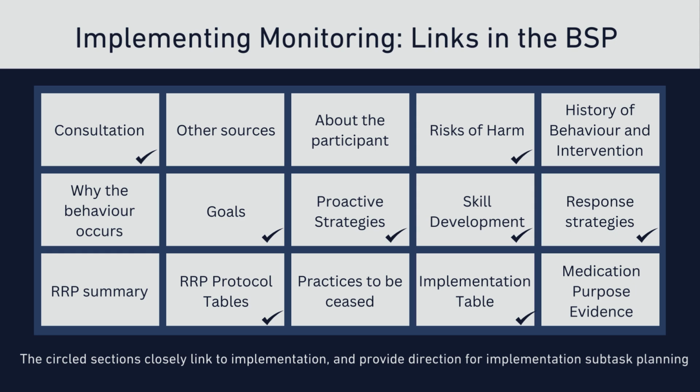Have a look at our restrictive practice protocol tables. They're going to give indications about timeline tasks and timeline framework so that we can measure whether we've achieved these. We need to look at our proactive strategies, our skill development, and our response strategies to see whether these have been implemented as required. And we need to look at the impact of those on the risk of harm. So, are these strategies we've put in place effectively reducing frequency, intensity, and duration of these risks? And we need to ensure that all of these are mapped in the implementation table to ensure stakeholder involvement.